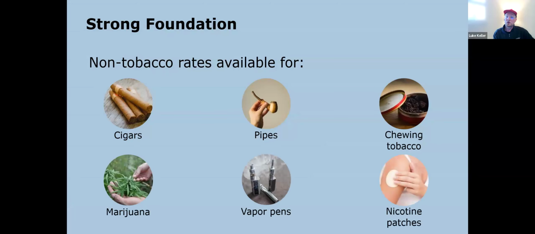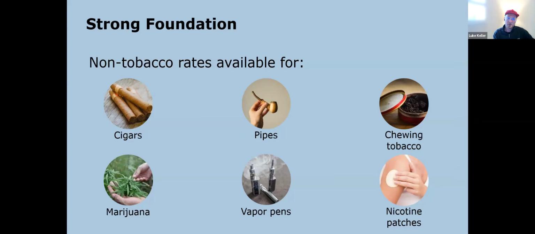With Strong Foundation, we only consider cigarette use as tobacco. So any other form of tobacco or nicotine, if you wrote that person on Strong Foundation, we would issue them a non-tobacco rating. So obviously, vape pens are very popular right now. Nicotine pouches like Zyn or Ultra are very popular. Any of those products, if you wrote it on our other products, you would get a tobacco rating. But if you write them on Strong Foundation, we will issue them a non-tobacco rate.